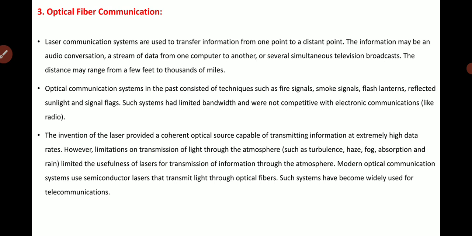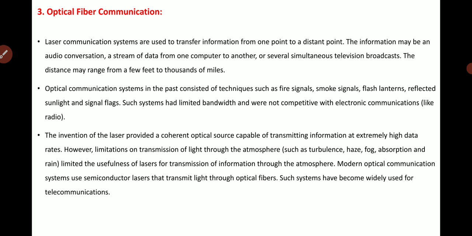We can transfer information to a distant point by laser communication. What information can be sent? The information may be audio conversation, which we can also send and transfer, or a stream of data from one computer to another, or several simultaneous television broadcasts. The distance may range from a few feet to thousands of miles. These are used in laser communication or fiber, and this is known as optical fiber communication.